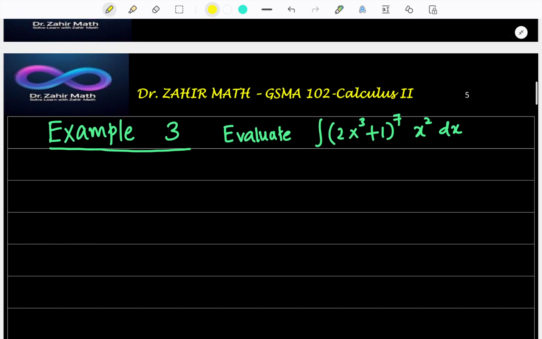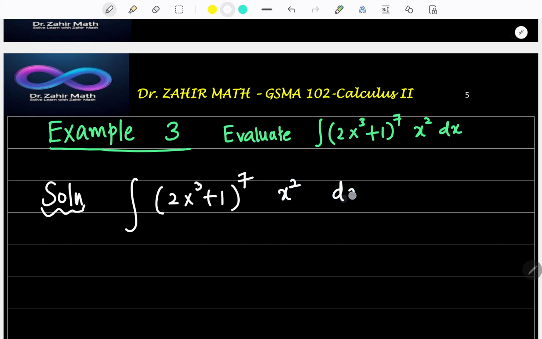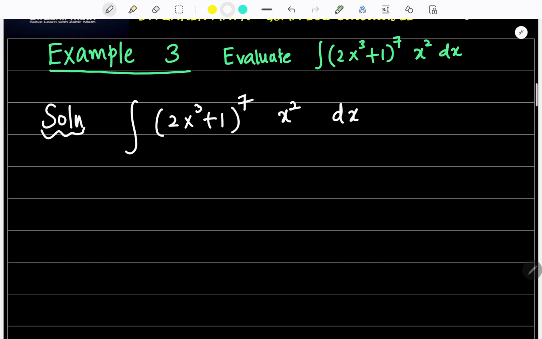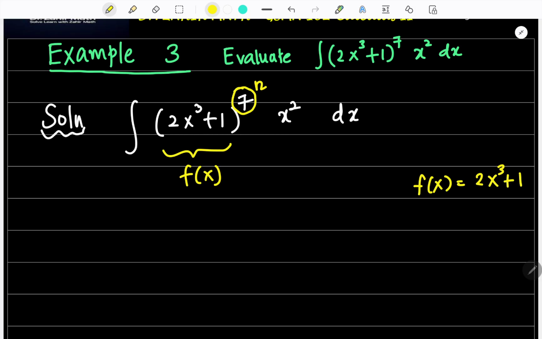Example 3. Evaluate integral 2x cube plus 1 to the power of 7 and x square dx. Let me go to the solution. Integral 2x cube plus 1 to the power of 7 times x square into dx. So now you have a power, right? So this is your n. This one you should call f of x. So what is your f of x? Your f of x is 2x cube plus 1.